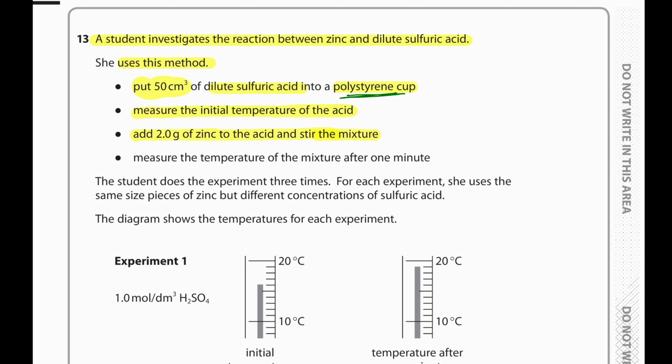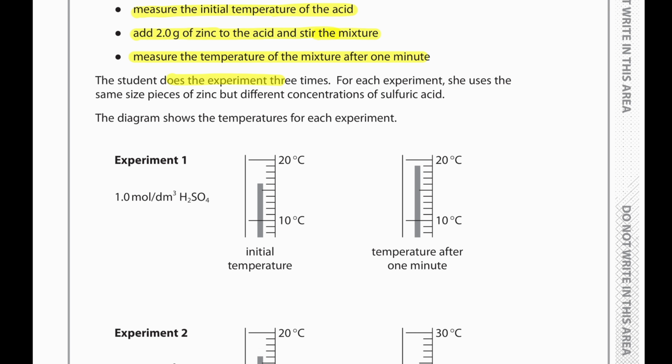Then she adds 2 grams of zinc to the acid and stirs the mixture. Once she adds the zinc and stirs, the mixture gets hot, obviously. She measures the temperature of the mixture after 1 minute. So the reaction temperature she measures. The student does the experiment 3 times. For each experiment, she uses same size pieces of zinc but different concentration of sulfuric acid.